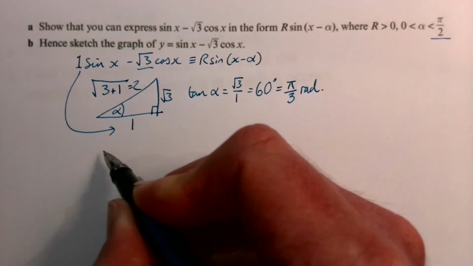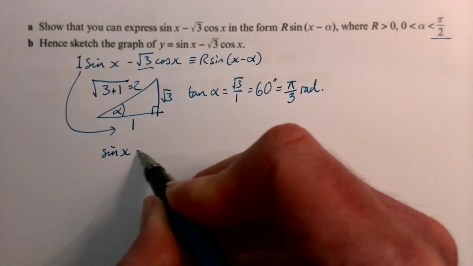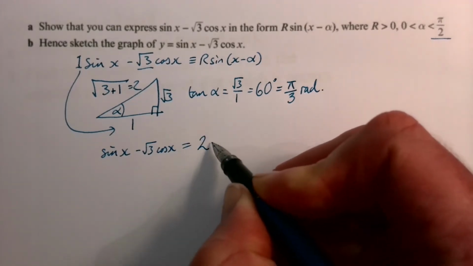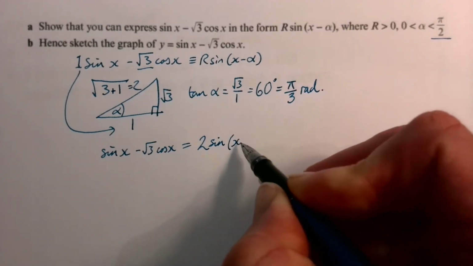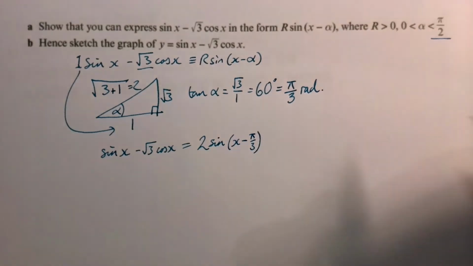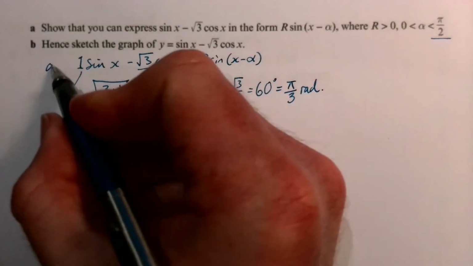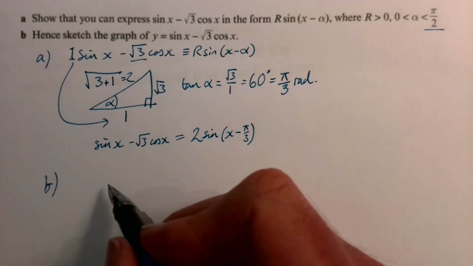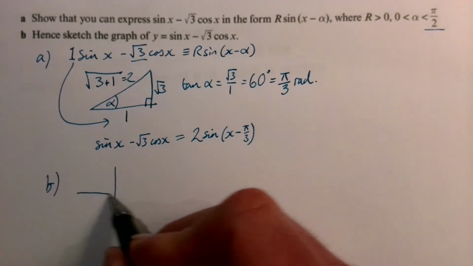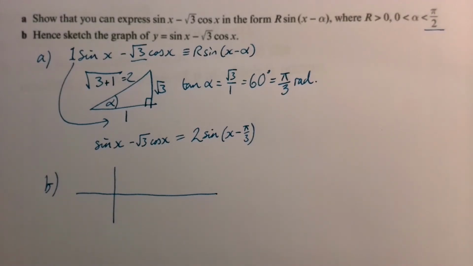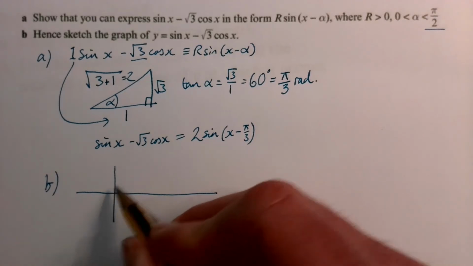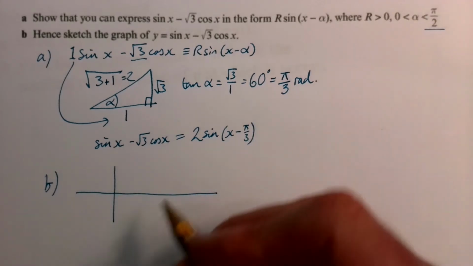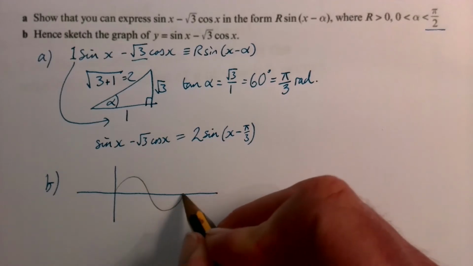So we get sine x take root 3 cos x is 2 sine(x take pi over 3). So that's part A done. Part B, to sketch the graph, what we're going to need to do is think first of all about a sine curve. So I might just do my little normal sine curve, and actually it doesn't say, it says between 0 and pi over 2 up there, but it doesn't actually mean for the question. It's a slightly badly worded question.